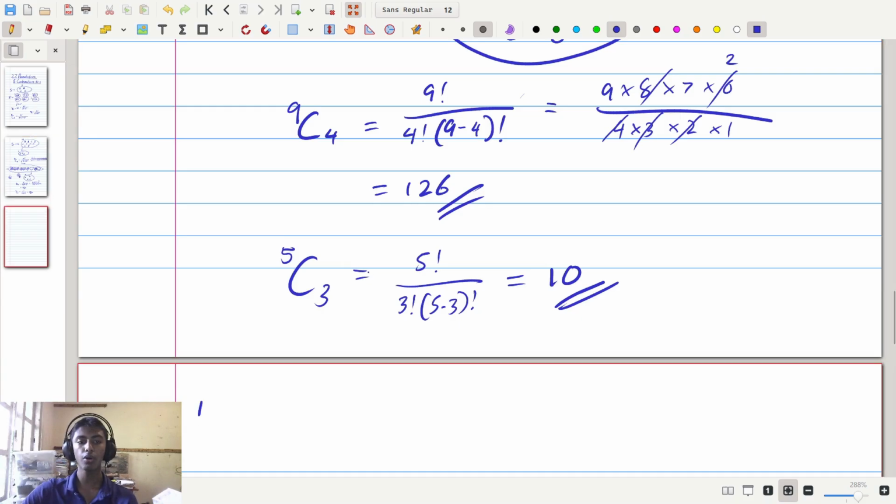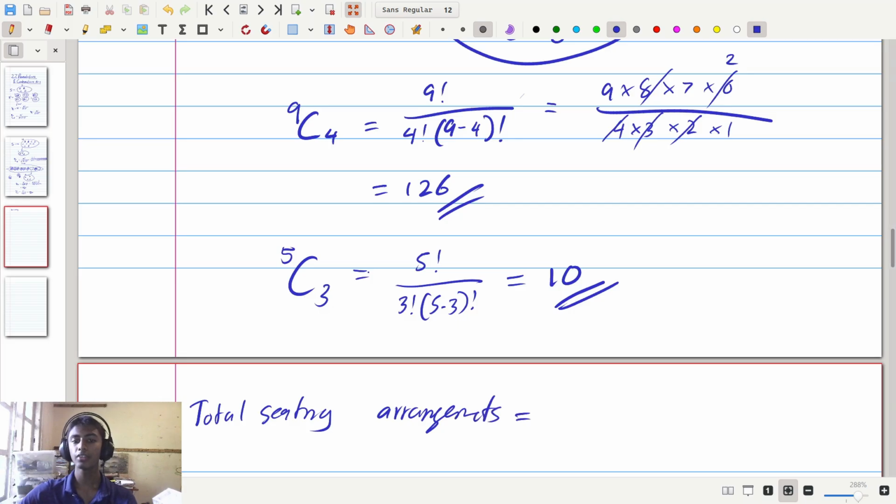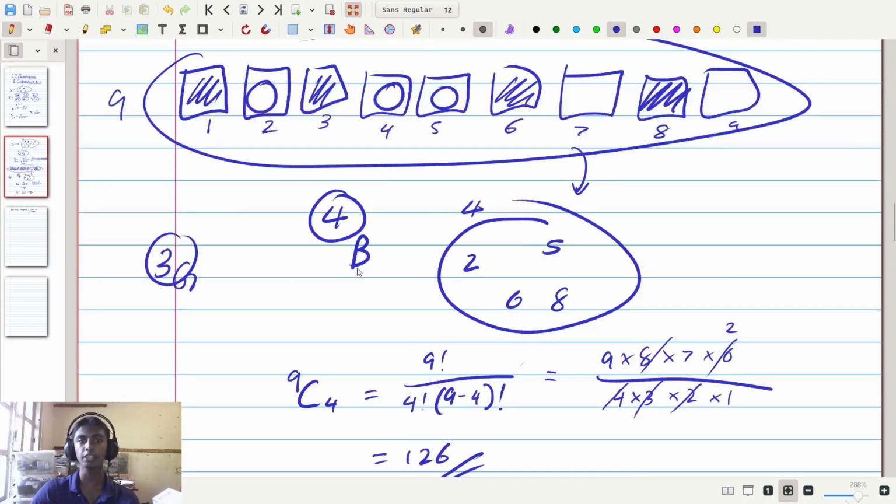So therefore, total seating arrangements here is 126 combinations of boys' seatings times the 10 combinations for each of those boys' seatings, which is going to give us 1260 different possible seating arrangements.